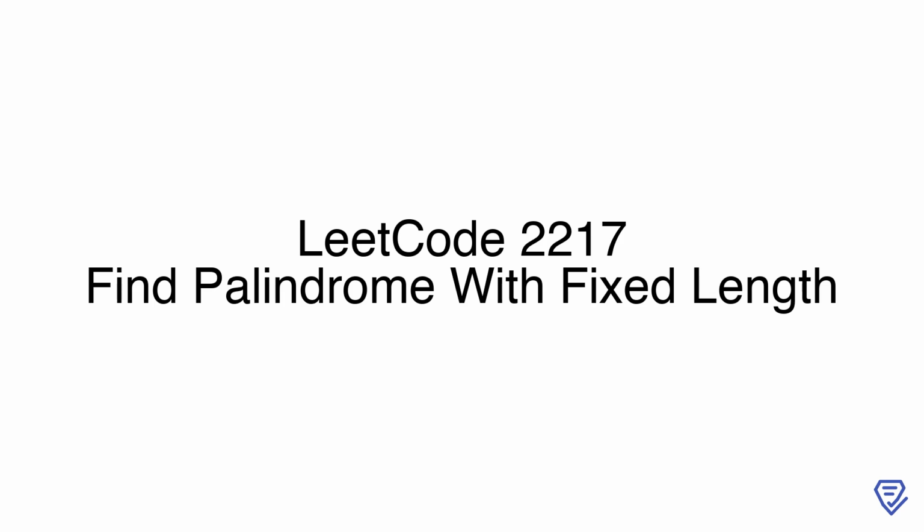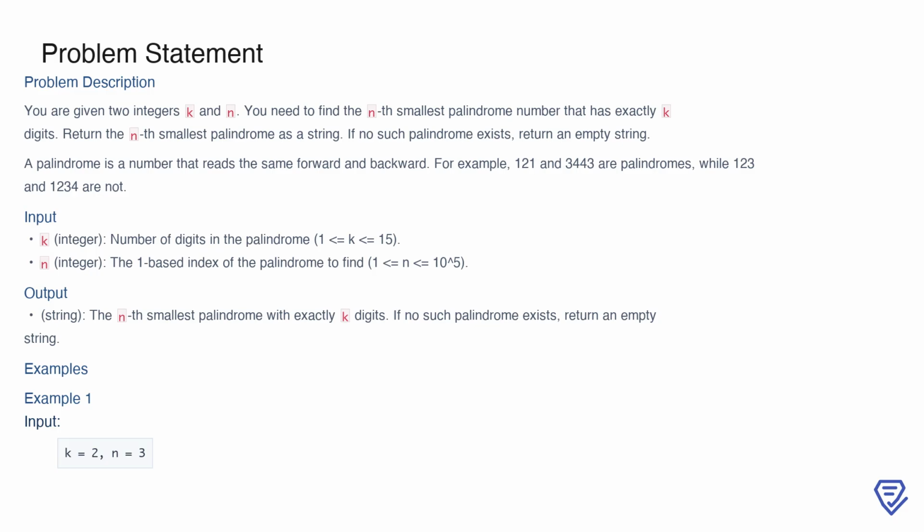Welcome. In this session, we will explore the problem number 2217 titled Find Palindrome with Fixed Length. We'll break down the problem, analyze the approaches considered, and work towards an effective solution. Let's dive right in. The problem we're tackling involves finding a specific palindrome with a fixed length.